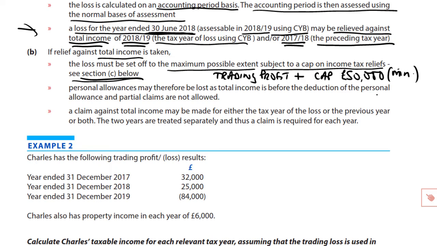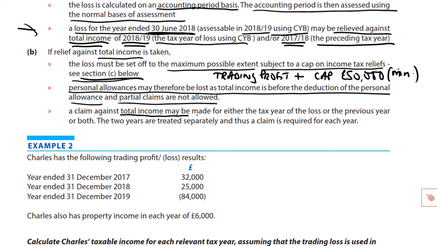What we do know is it does go against total income, and subject to the application of that cap, if the loss is bigger than the total income, then all of the total income will be taken out by the use of the loss, which means there will be no net income remaining for you to deduct your personal allowance against. So personal allowances may be lost, as total income is before the deduction of the personal allowance. But as we've said, partial claims are not allowed. So you can't preserve the use of the personal allowance by making a partial claim in the current tax year or preceding tax year reliefs. It's an all or nothing claim.